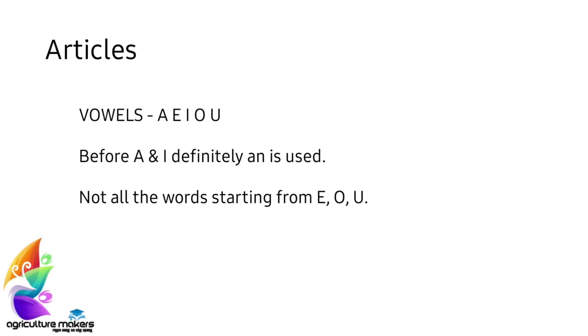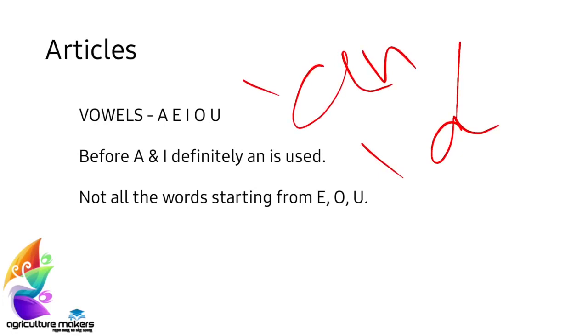We all know that A, E, I, O, U are said to be vowels, where the remaining are said to be consonants. And there is a common rule that before vowels an is written, and for consonants it is a. These are very basic things, but there are few exceptions in that. So we are going to see that kind of exceptions.